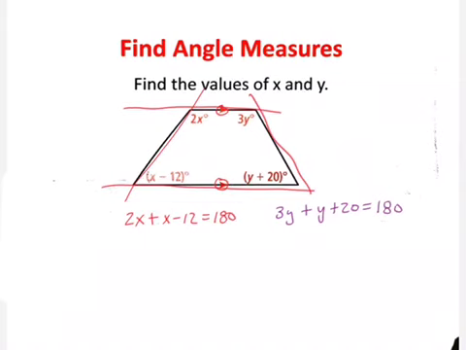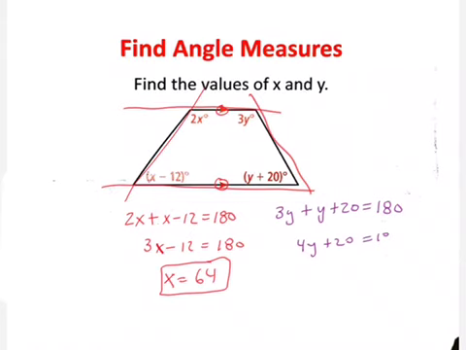Then I'm just going to combine like terms and solve. So I've got 3x minus 12 equals 180. I'll do some algebra, and I should get x to equal 64. For the y, same idea. Combine like terms. 4y plus 20 equals 180. I'll work the algebra, and I get y to equal 40.